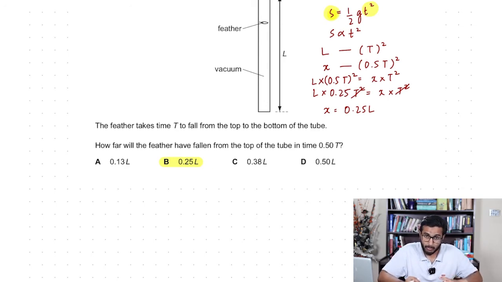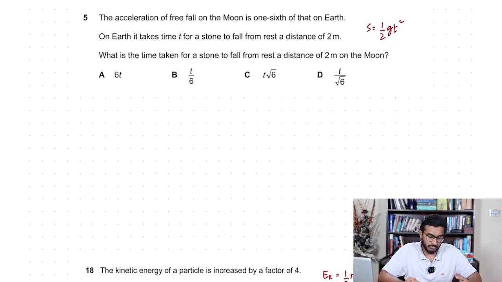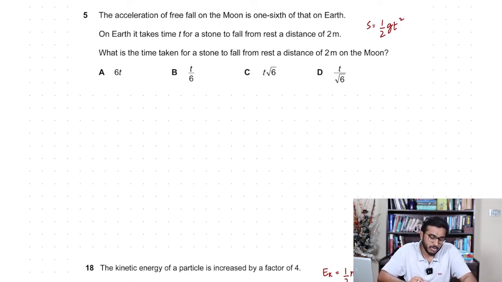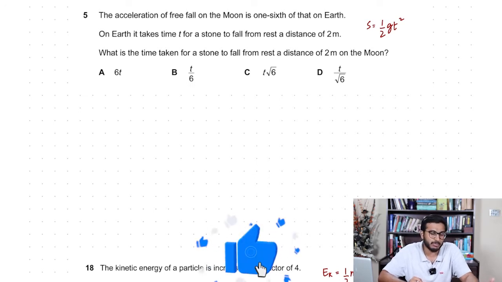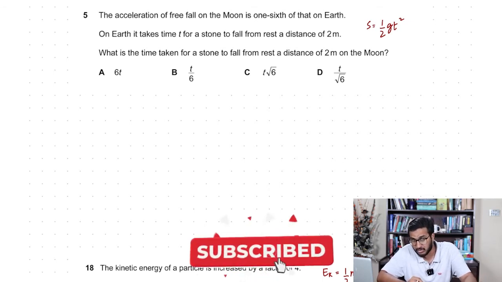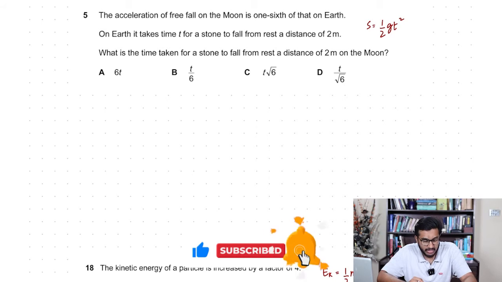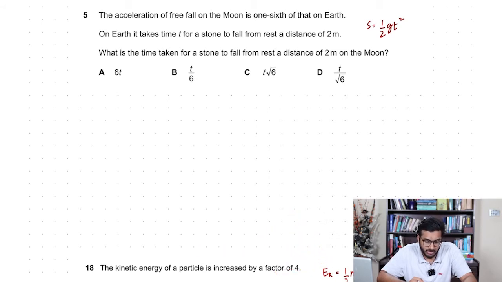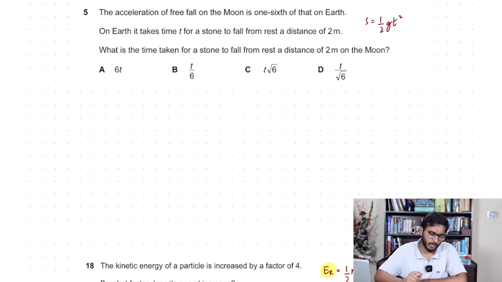Now, let's solve one more question. The question says that the acceleration of free fall on the moon is 1/6 of that of Earth. Gravity on the moon is 6 times weaker than that on Earth. On Earth, it takes a time t for a stone to fall from rest a distance of 2 meters. What is the time taken for a stone to fall from rest a distance of 2 meters on the moon?